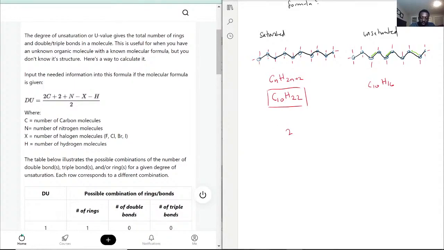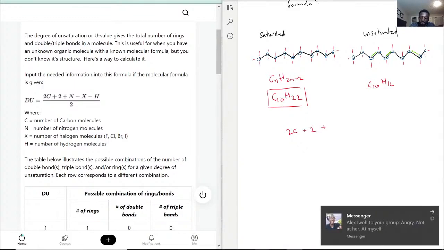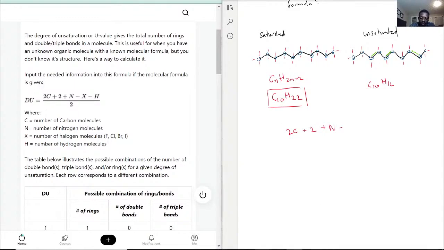What it's saying is that for every carbon you have, you multiply it by 2, plus 2, plus N, minus X, minus H. So what this means is that any nitrogen you also add, but any halogen or any hydrogen you subtract, and you divide everything by 2. And in fact, we're going to use this formula to work on the 2 examples up here, because I predict that this saturated one will give us an answer of 0, and this unsaturated one, I believe, will give us 3.